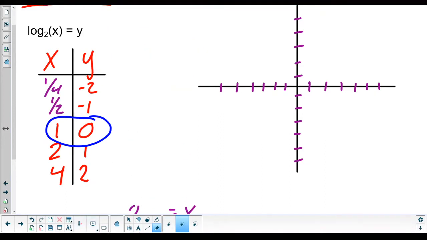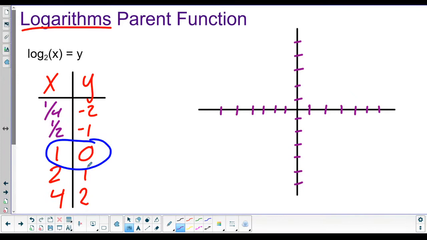Okay. All right, so now that I have some points, and keep in mind, these are the points for this logarithm. Don't mind that I used this exponential to get them. This exponential means the exact same thing as this logarithm. They're just two different ways of writing the same thing. Okay. So let's go graph these points.